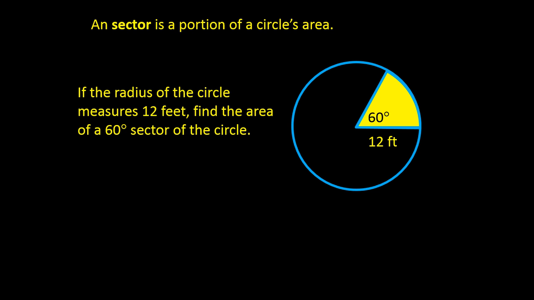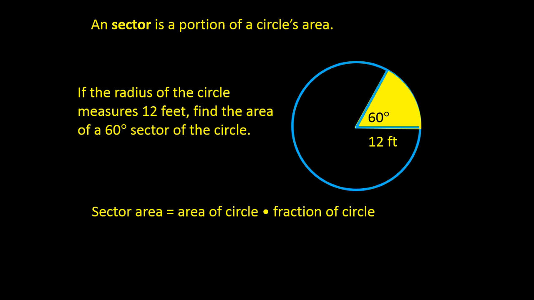Well, all we need to do is find the area of the entire circle and then figure out what fraction of the circle that 60-degree sector is. So the area of a circle is still pi r squared, and the fraction of this circle is 60 degrees out of the 360 degrees that take up the whole circle. So the area of this sector is 24 pi square feet.